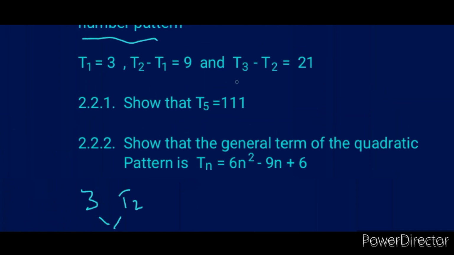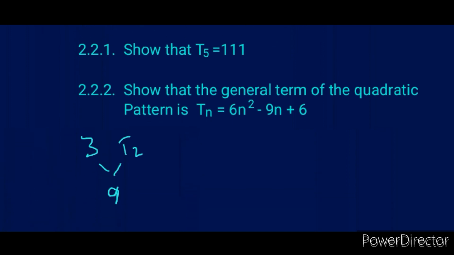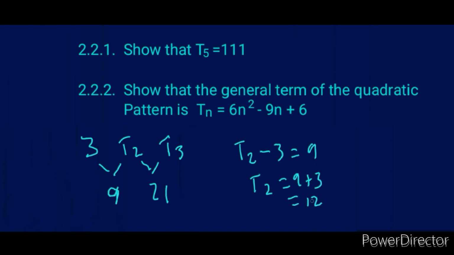And then they further told us that T3 minus T2 is 21. So we have got T3. So T3 minus T2 is 21. So this part is 21. So they gave you the first value of the first difference and the second value of the first difference. So it's easy to get T2. They told you that T2 minus 3 is 9, because T2 minus T1 is 9. So therefore T2 is equal to 9 plus 3, which is equal to 12. So we found the value of T2.